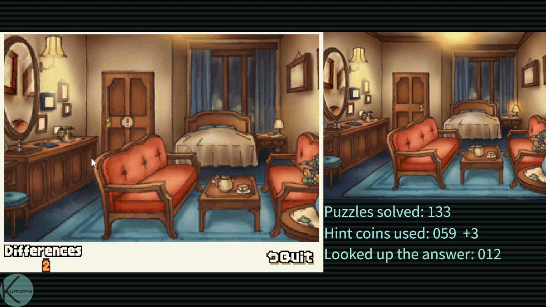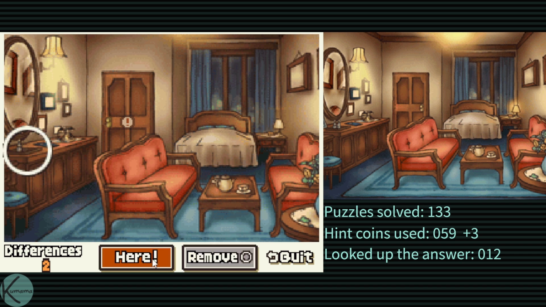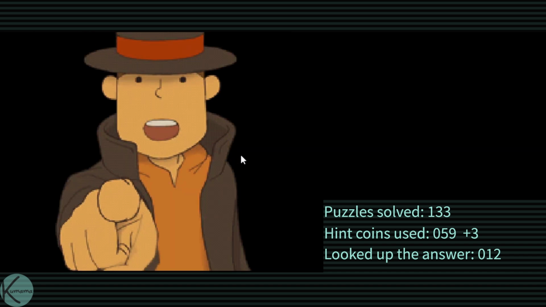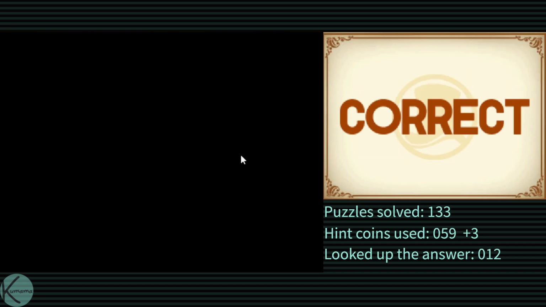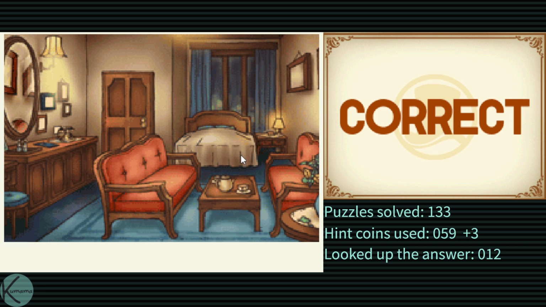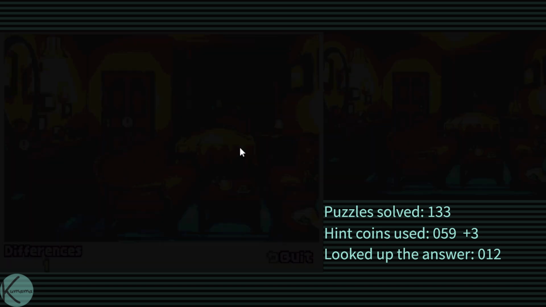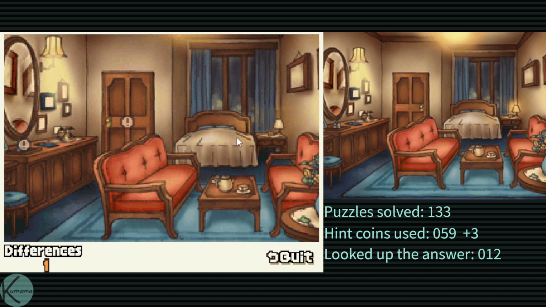Handrails are not different. They're all the same. Carpet stripes. Okay, that's the corner of that. It's missing. Oh, but this thing is missing. Okay. This should do the trick. Again, it's more zoomed in for that one. A true gentleman leaves no puzzle unsolved. Second difference. Alright. Third difference.